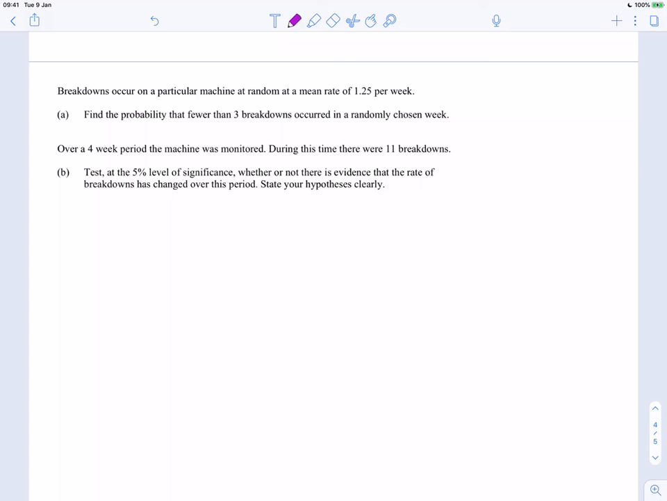Okay, breakdowns occur on a particular machine at a random mean rate of 1.25 a week. Find the probability that fewer than 3 breakdowns occurred in a randomly chosen week. So the intervals are the same, so let X be Poisson distributed with a rate of 5 quarters, because 1.25 is 5 quarters, right? So I want to find the probability that X is fewer than 3. This is the same as the probability that X is less than or equal to 2.